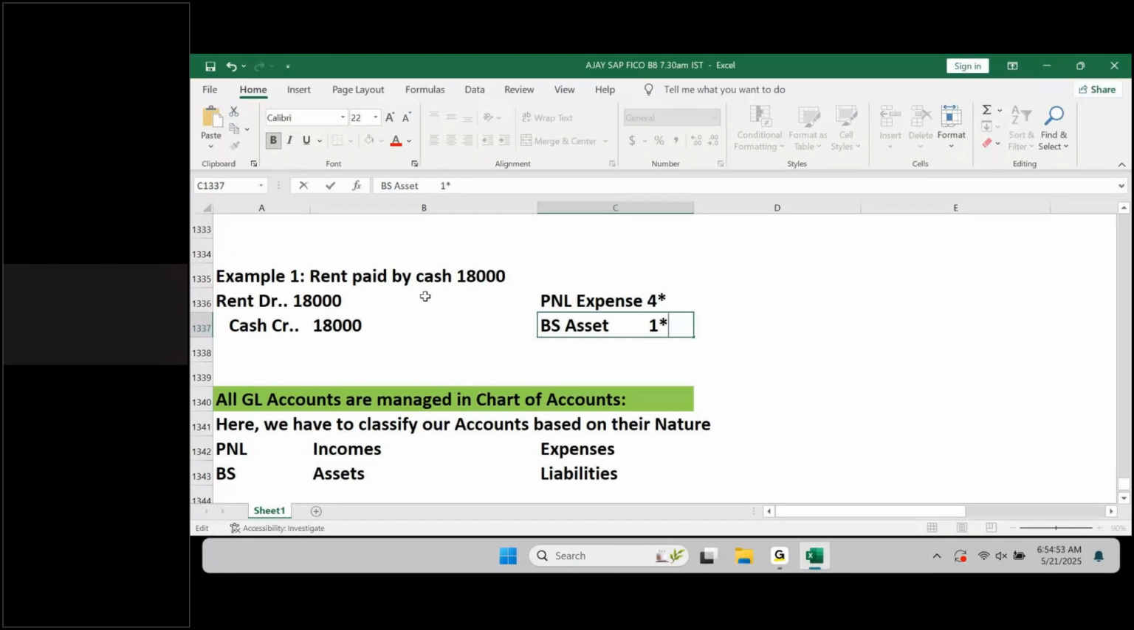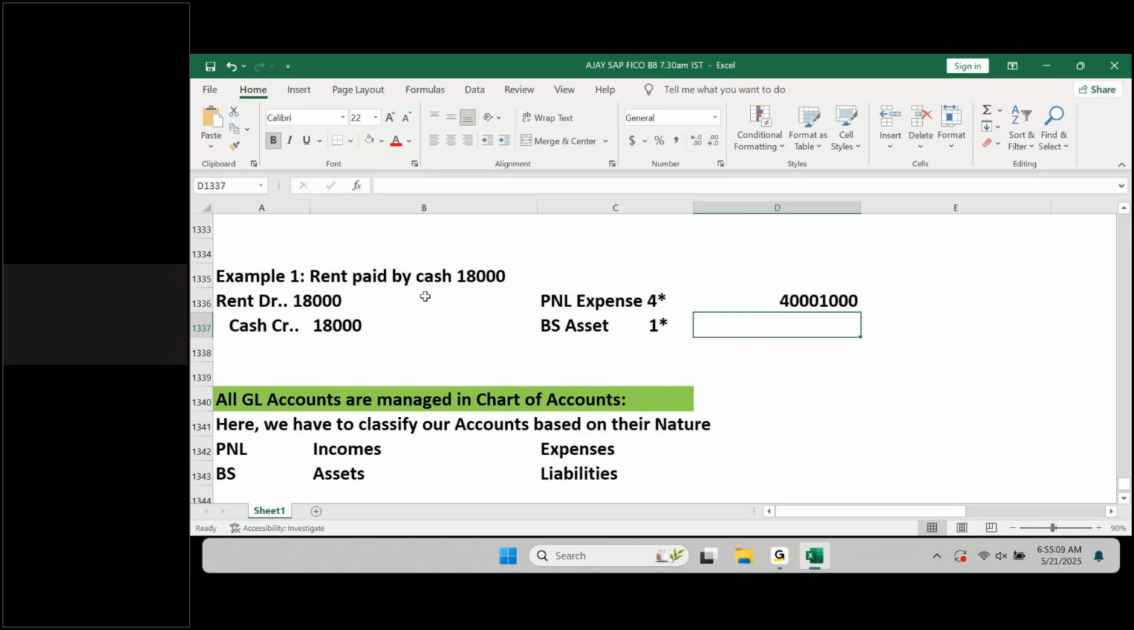Now, if I have to write the entry in SAP, I need to make sure my P&L expense will start from 4 series. I write any number, let's say 4,000. Just an example, 1,000. This is okay. By looking at the starting digit 4, I am coming to the conclusion that this is my expense. Reason: the starting digit is 4.